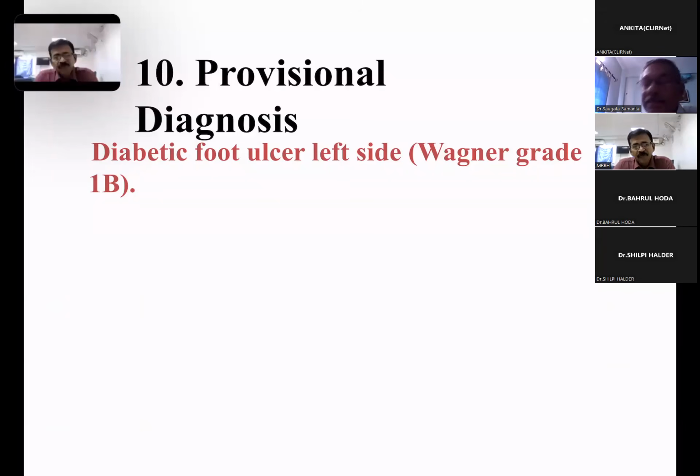You heard of duplex scanning? We discussed yesterday. Duplex scanning combines a B-mode ultrasound and a Doppler probe.